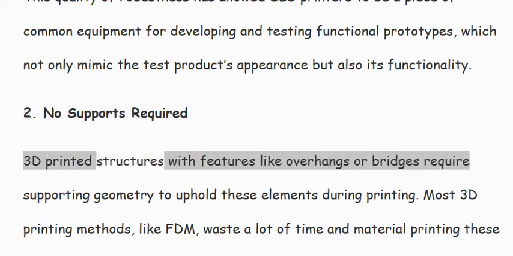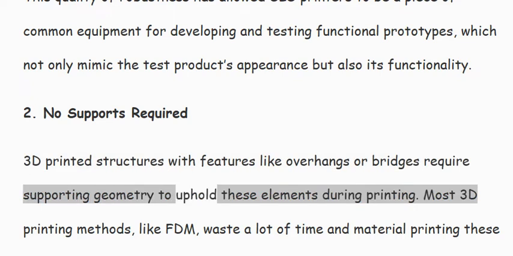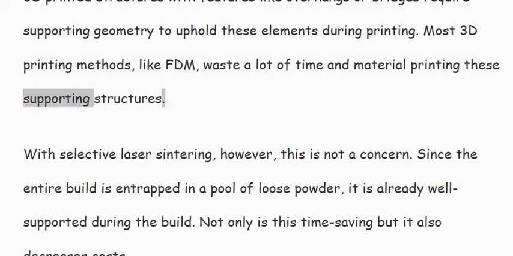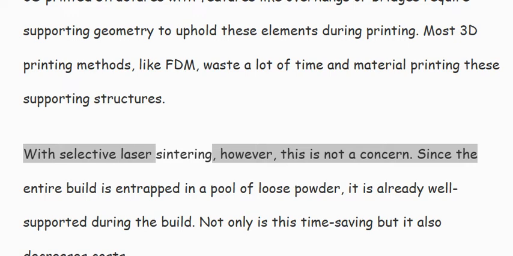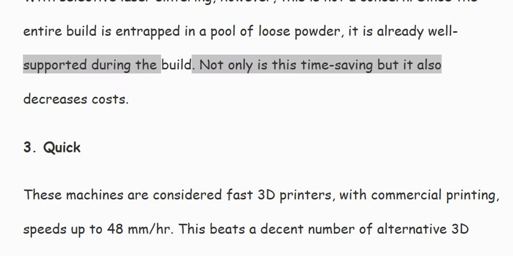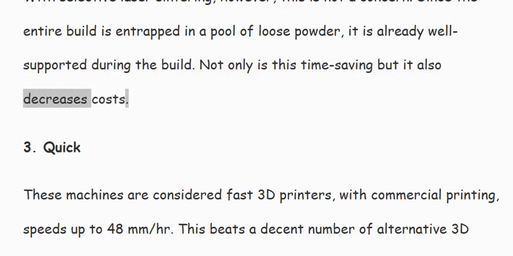3D printed structures with features like overhangs or bridges require supporting geometry to uphold these elements during printing. Most 3D printing methods, like FDM, waste a lot of time and material printing these supporting structures. With selective laser sintering, however, this is not a concern. Since the entire build is entrapped in a pool of loose powder, it is already well supported during the build. Not only is this time-saving but it also decreases costs.